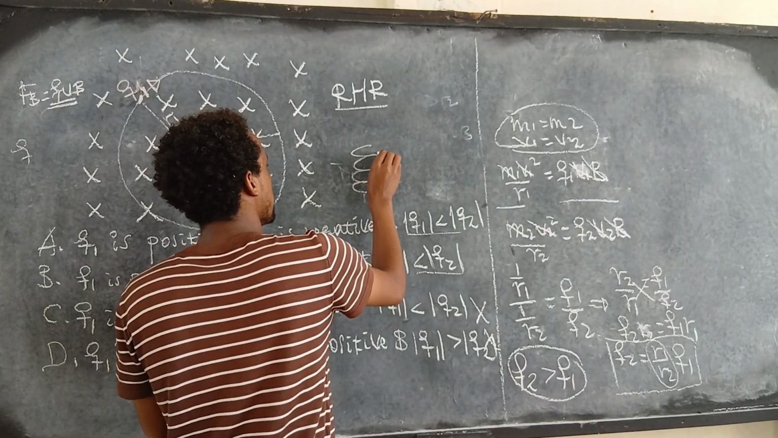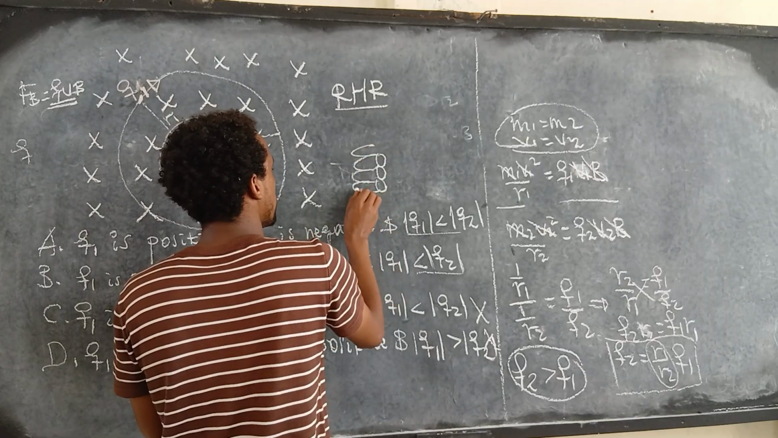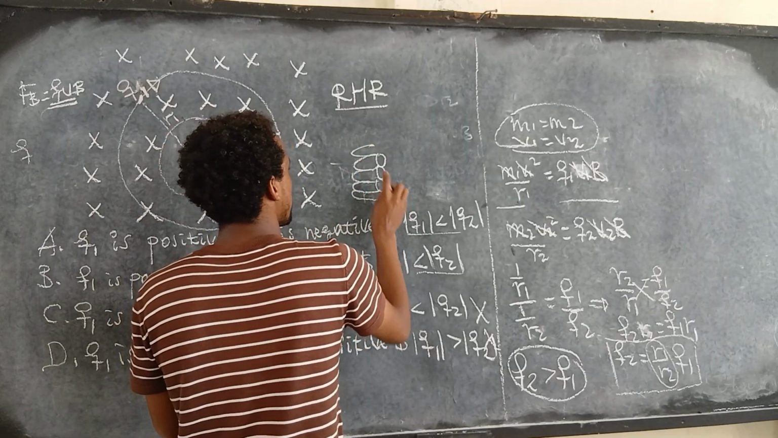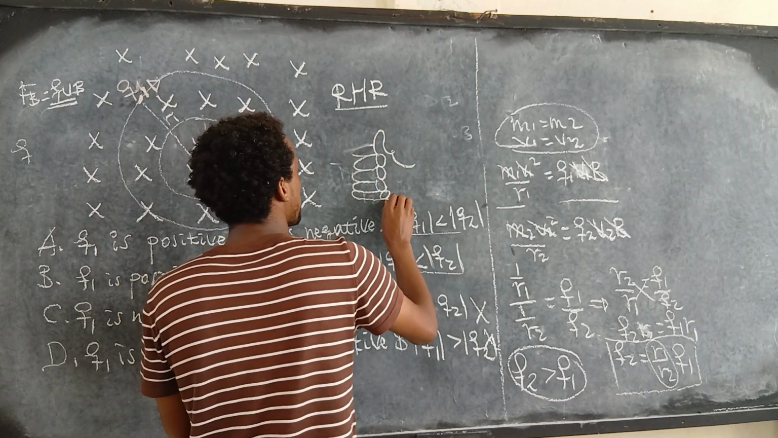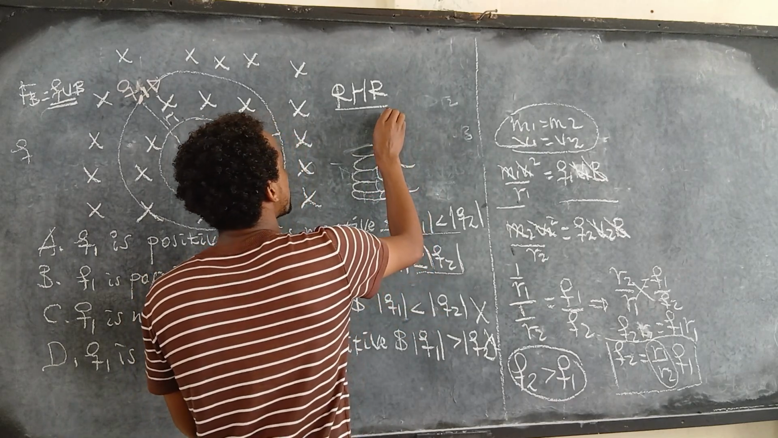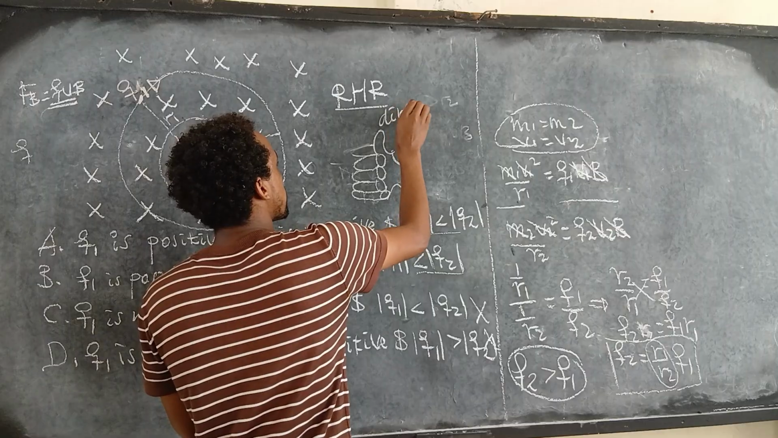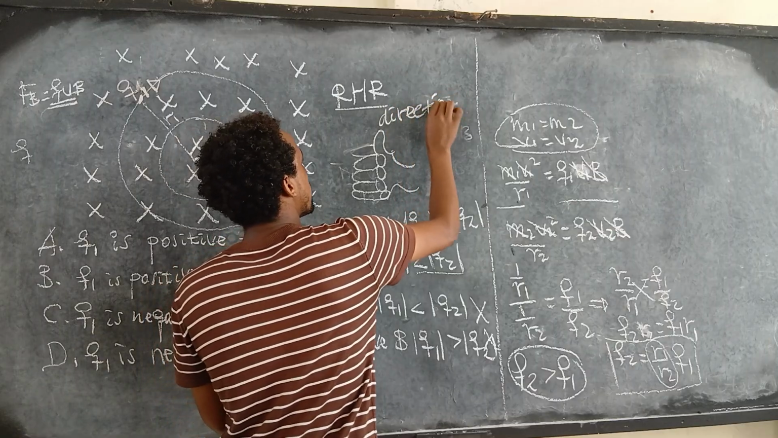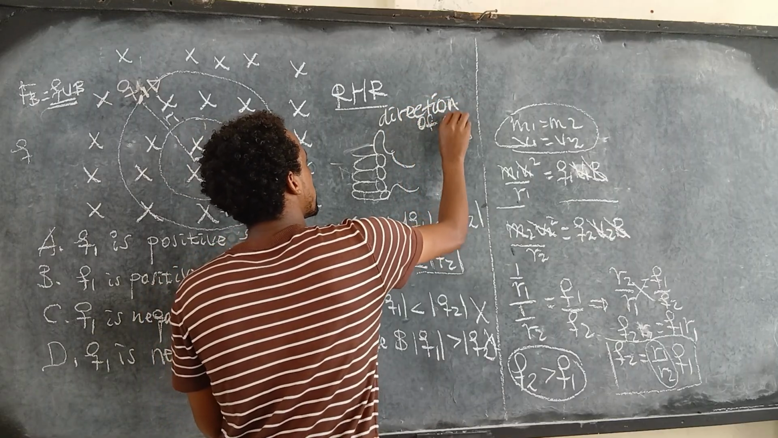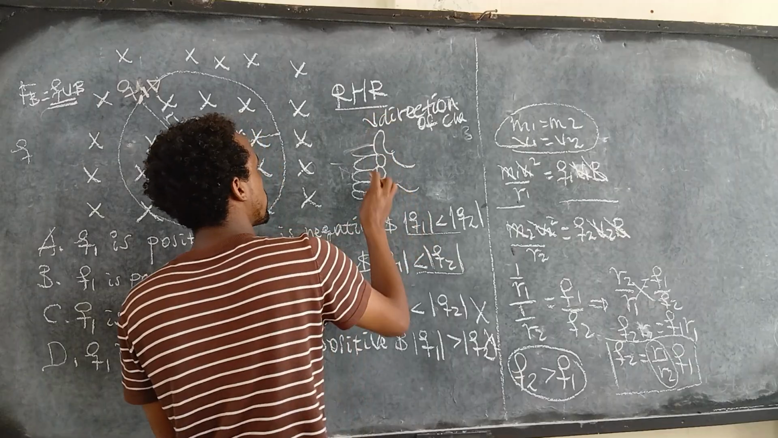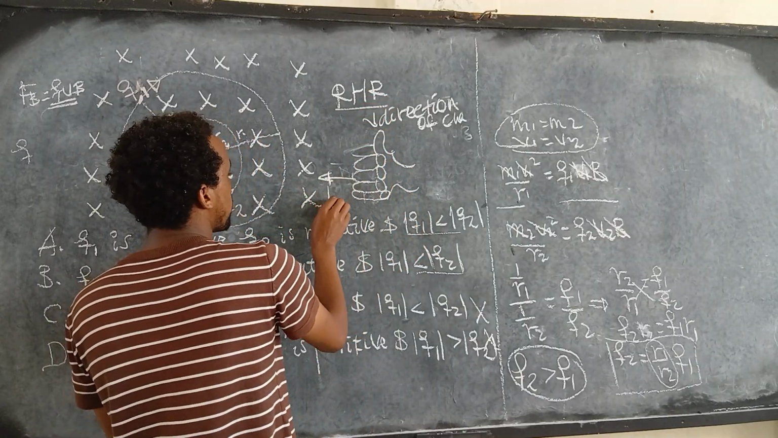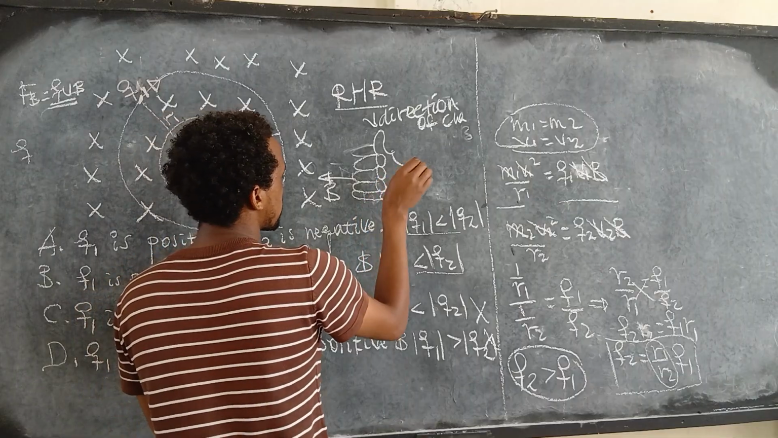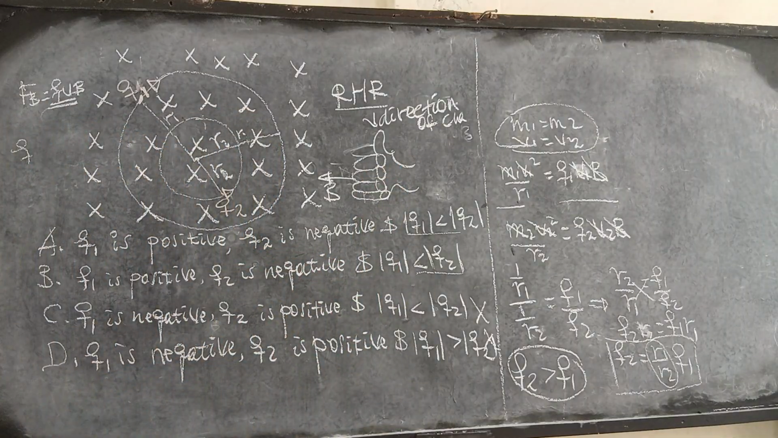So let's draw and let's use our thumb. Every time we use the right-hand rule, the thumb indicates the direction of charge movement, or the direction of V. The fingers indicate the direction of the magnetic field, and the palm indicates the direction of force.